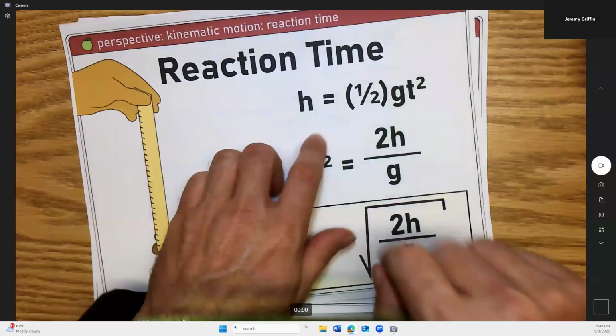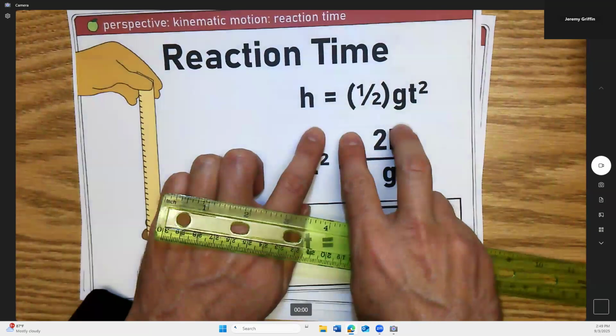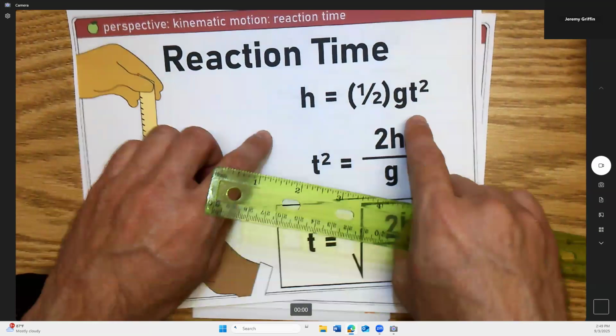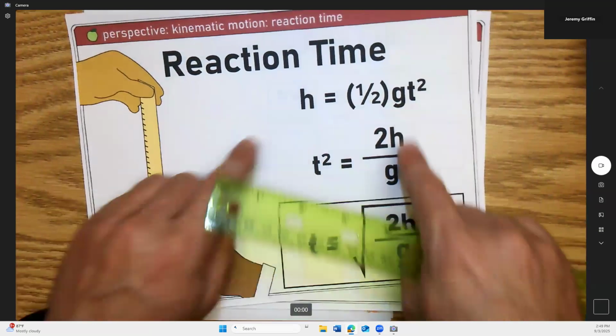It does. And do you think you could figure that out? Guys, hold on to this idea, because if we don't do this today, then probably tomorrow I'll have you guys solve for time based on how far the ruler fell. Do you think you can figure that out?